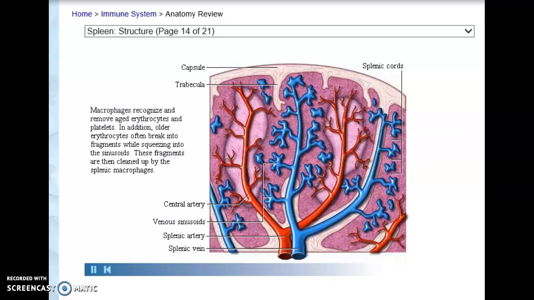The macrophages of the splenic cords and venous sinusoids recognize and remove aged erythrocytes and platelets. In addition, older erythrocytes are often too stiff and fragile to successfully squeeze back into the sinusoids. Instead, they break into fragments, which are then cleaned up by the splenic macrophages.